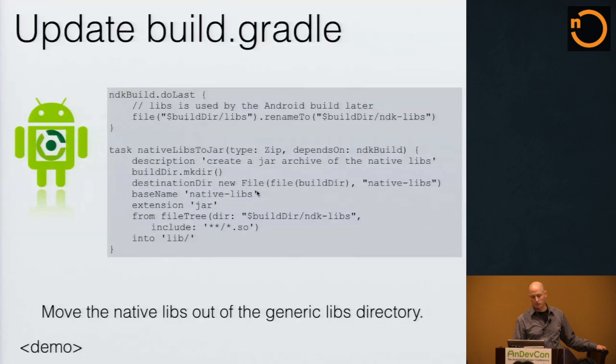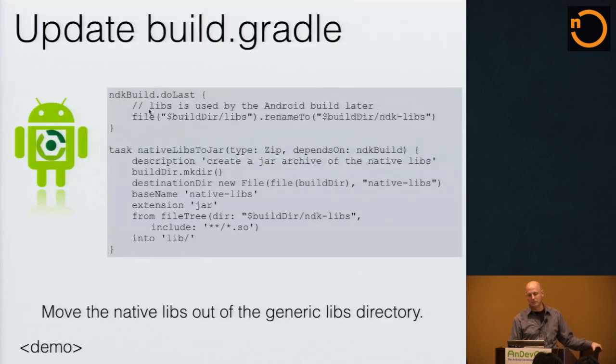It's going to use this destination directory of native libs, okay? That's where it's going to put the output. And it's going to create a jar file that's based on the build directory native ndk-libs, and it's going to include any of the .so files there, right? That's all this is doing. It's creating a zip file that's called native libs .jar, and it's putting it under my native libs directory.